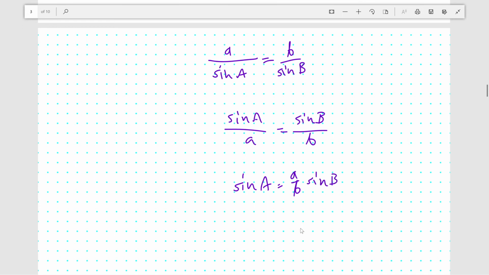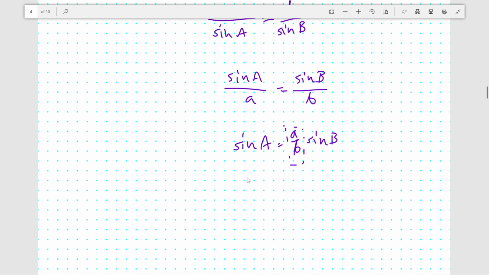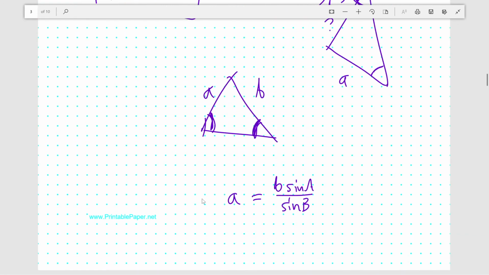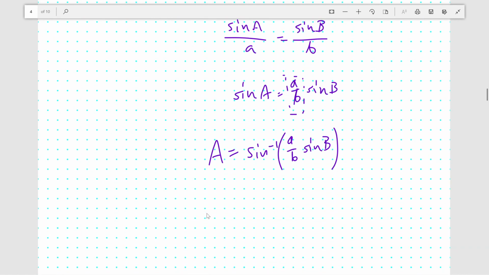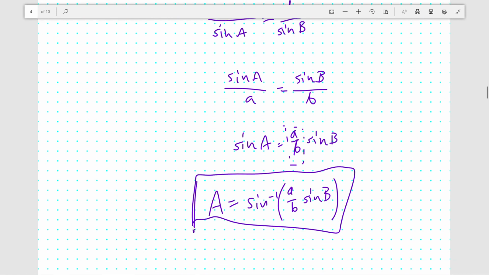And I'm going to write this out because it shows really that there's a ratio between the two sides which is at play here. And if you want to get the angle A, the easiest way to remember it is that A is the inverse sine of A over B sine B. Alright, so it can be used in either this form or this form, and perhaps some other form for more general kinds of problem solving.